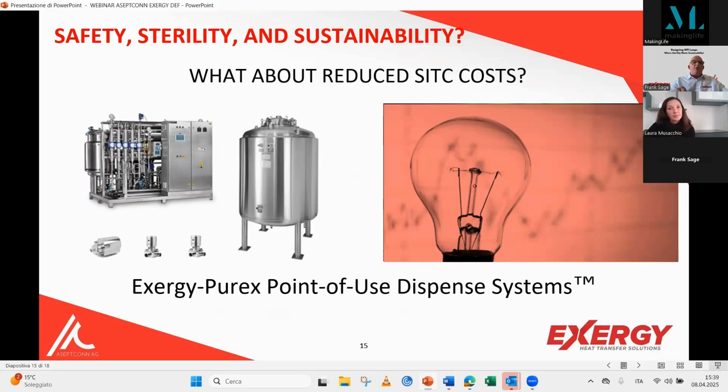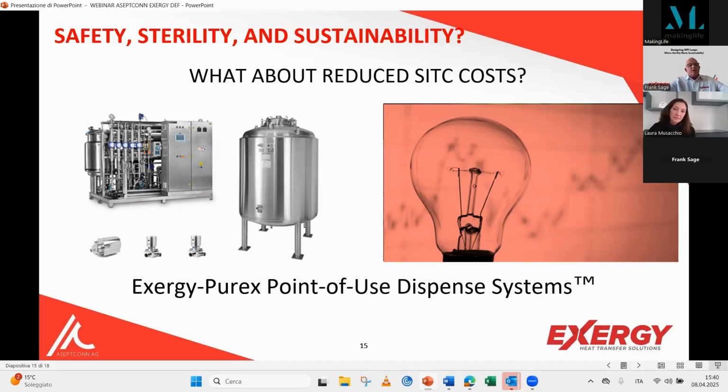So what about reduced supply, installation, testing, and commissioning costs? As partners on many WFI distribution and dispense projects, we're doing this every day and increasingly so. Not only are fewer, smaller generation, storage and control components required, but supply, installation, testing, and commissioning costs are greatly reduced. There's one purchase order, one supplier.